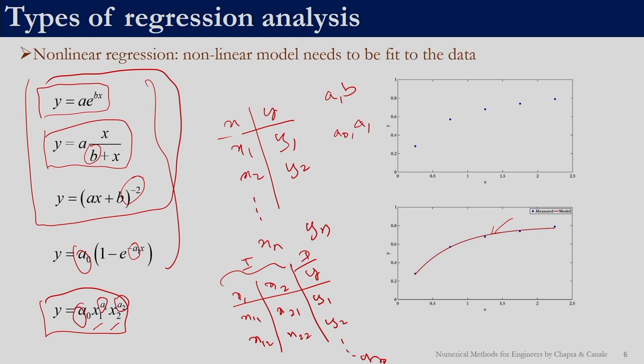So first we'll look into linear regression, right? And then we'll move on to nonlinear regression. So nonlinear regression can be solved in two ways. In certain cases, we can transform the model into a linear model. In certain cases, the model is not transformable. So in that case, we'll have to handle it as a nonlinear model itself. So we'll discuss that as we come to nonlinear regression.